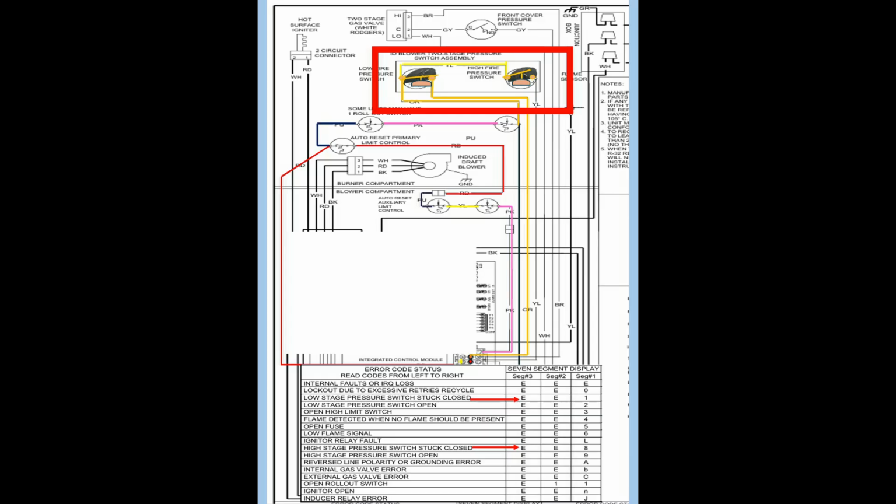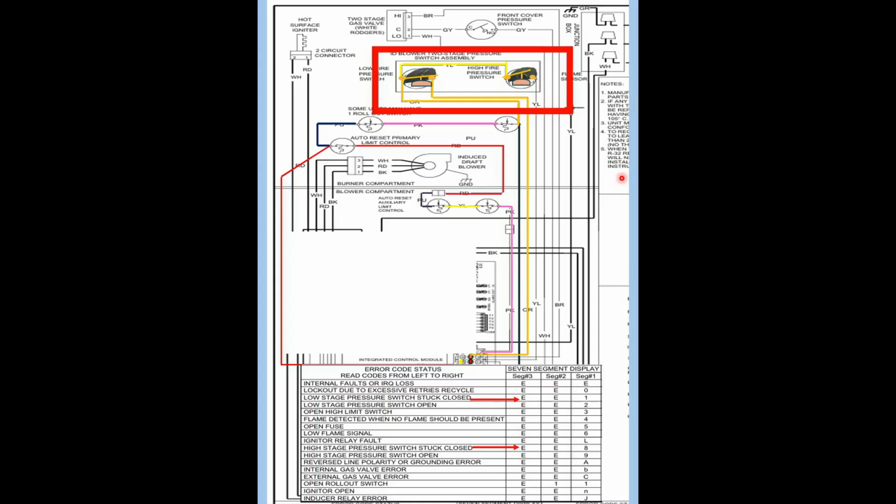To ohm out the switch, shut off the power, pull one of the wires off the switch that's causing the error code, set your meter to ohms and apply your probes. But we see here the low fire pressure switch is closed. That's going to cause the error, low stage pressure switch stuck closed. The second stage pressure switch is fine. It's open, should be open, and that's good.